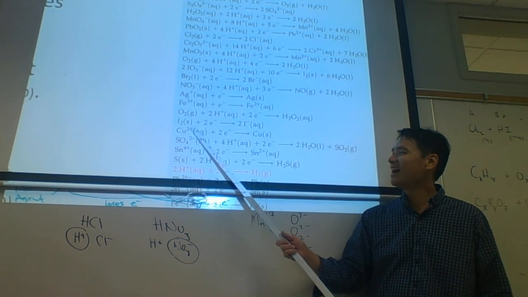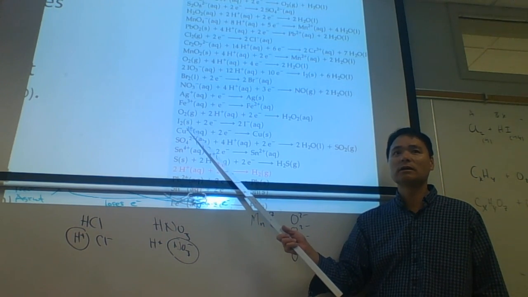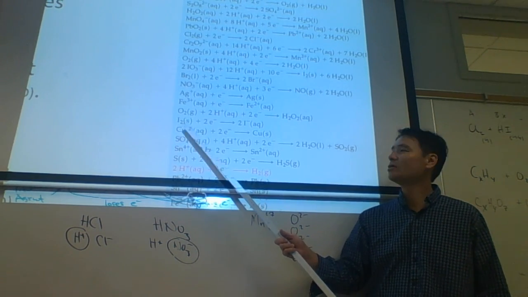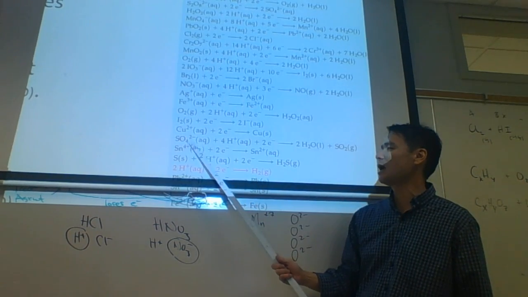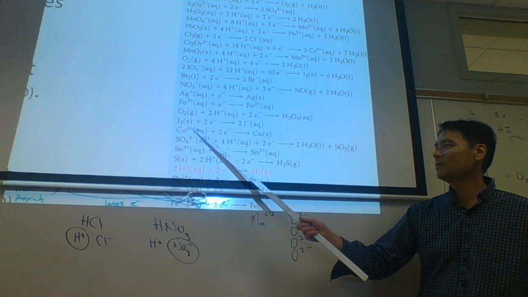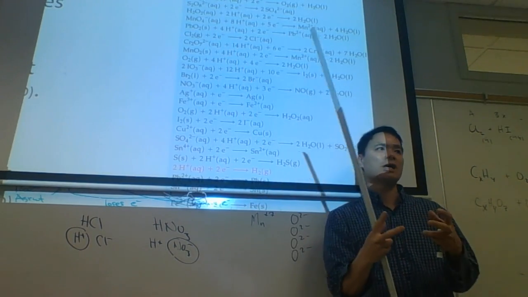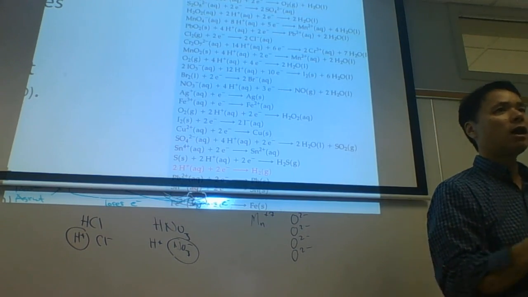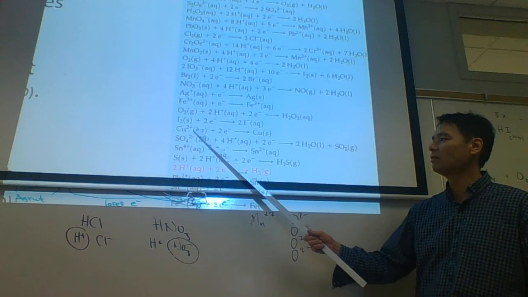Okay, then what do we have? I2. I2 is actually a solid. This is a purple solid. So iodine's a solid, bromine's a liquid, chlorine's a gas, fluorine's a gas. Those are the halogens. Iodine is going to be a lot less powerful of an oxidizer than fluorine, and that has to do with the size. Fluorine's very small, iodine's very big. And so fluorine's much more powerful.